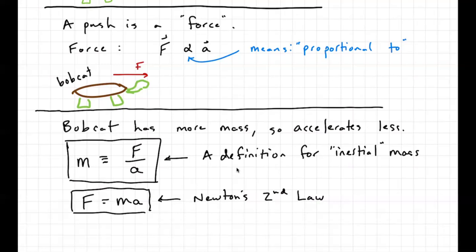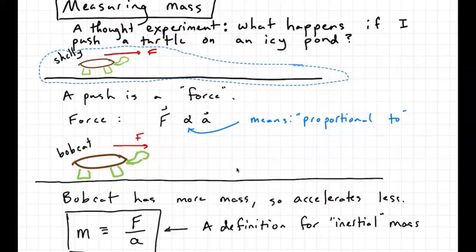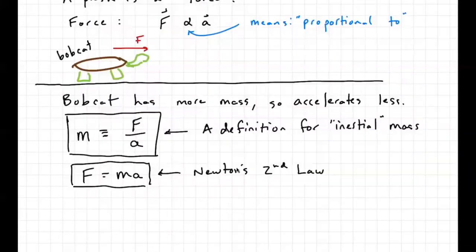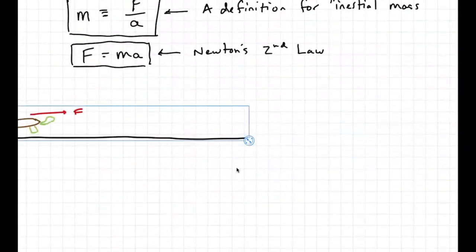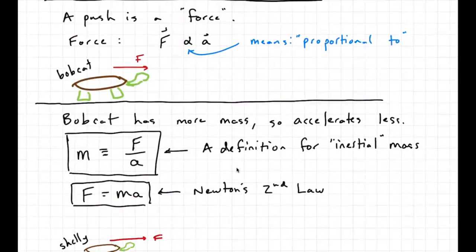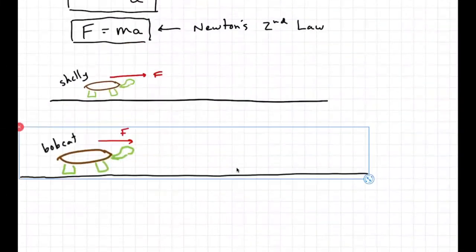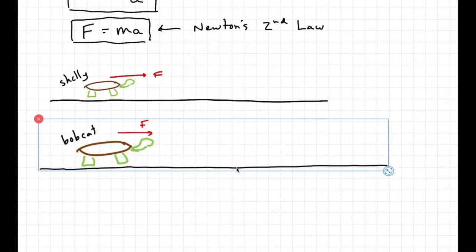So let me take Bobcat and Shelley again. I'm going to see if I can move Shelley and Bobcat down a little bit so we can deal with them on their own. Let me see if I can figure out how to do that. So Shelley goes here. And we're going to bring Bobcat down too. And consider these cases together. There are some consequences to this definition that are interesting and maybe a little bit unexpected.